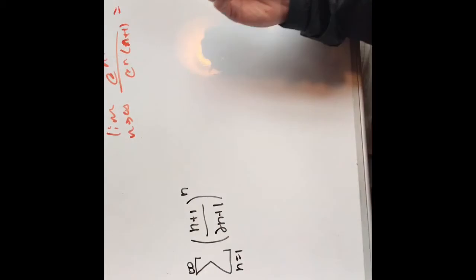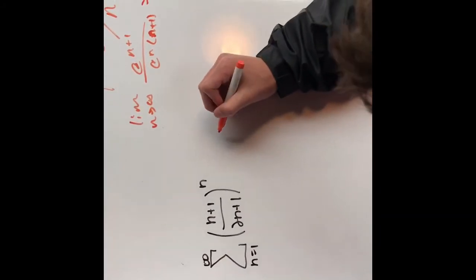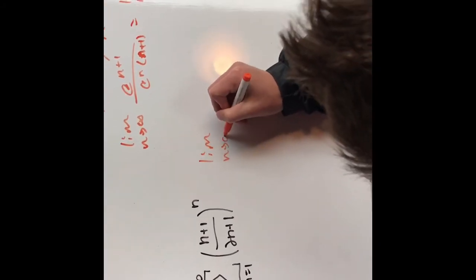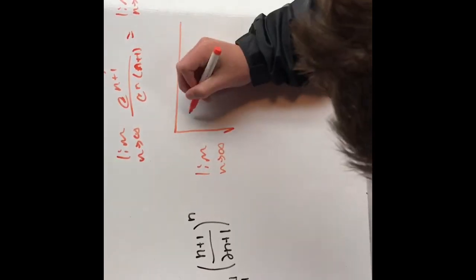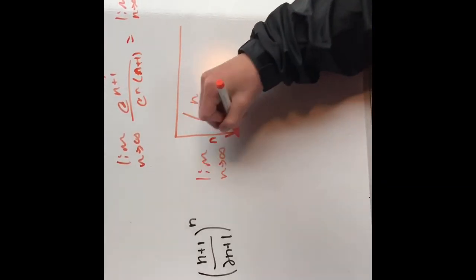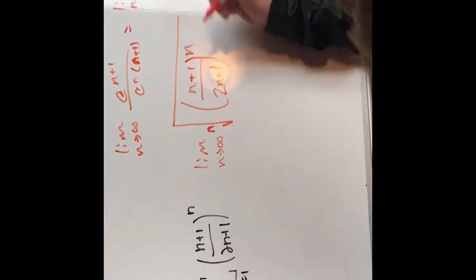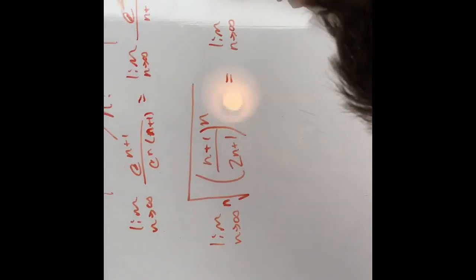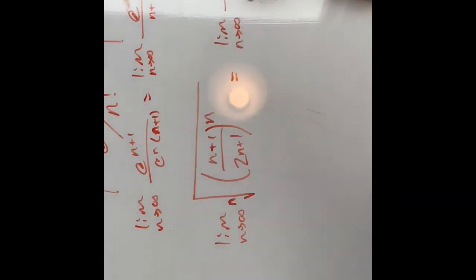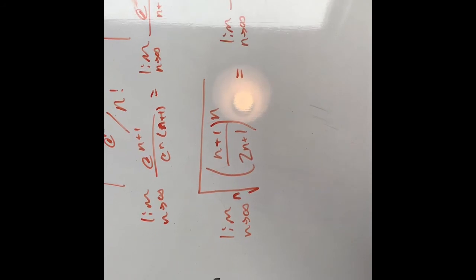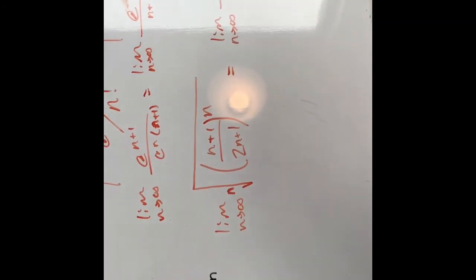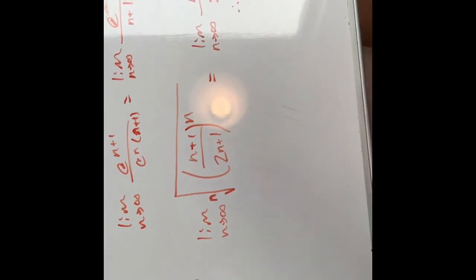Alright, on to the next one. So this one we're going to do the root test because everything is raised to the nth power, so it would be simple. So you have to do the limit as n approaches infinity of the nth root of the expression. This simplifies to the limit as n approaches infinity of n plus 1 over 2n plus 1, which equals 1/2, which is also less than 1. So therefore this series converges as well, but by the root test.